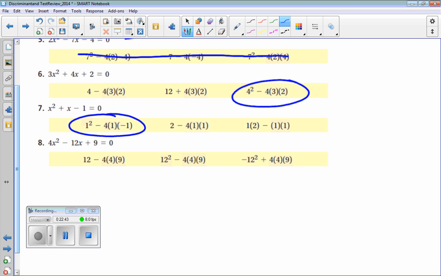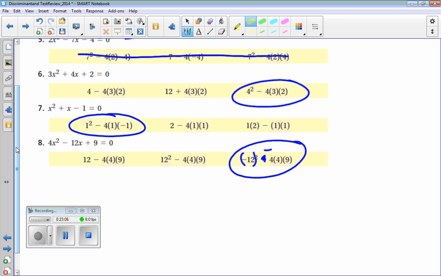B squared. Again, I see a mistake. No square. Parentheses around that -12, right? That's a mistake. B squared, this should be minus 4. That should be a minus AC. Do you agree with that now? What a terrible thing. So I want you to do me a favor.